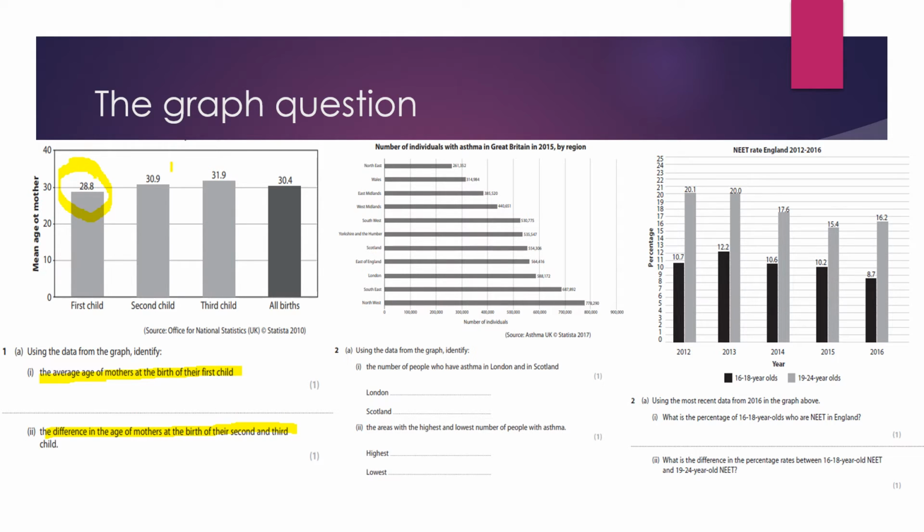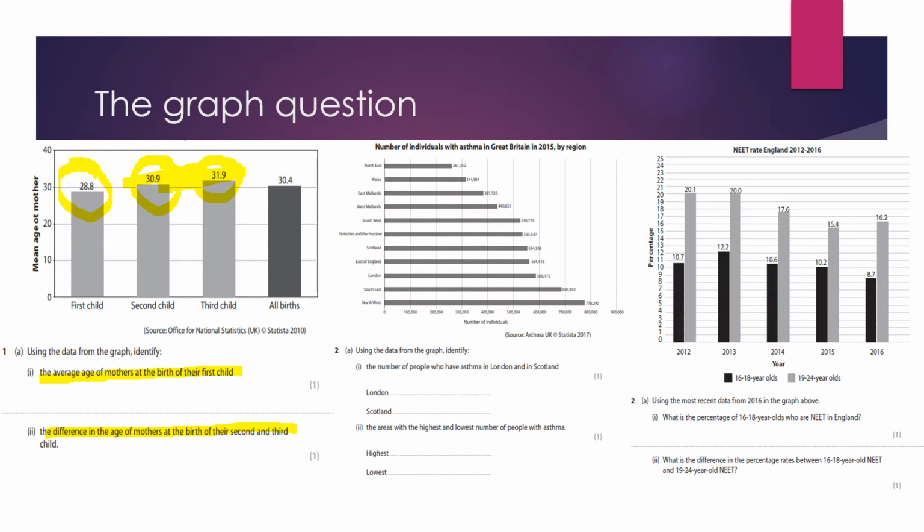So you'd look at the second child, which is 30.9 is the average. The third child, 31.9. Do a bit of maths. The difference being 1 year. So obviously you just take those two away from each other.